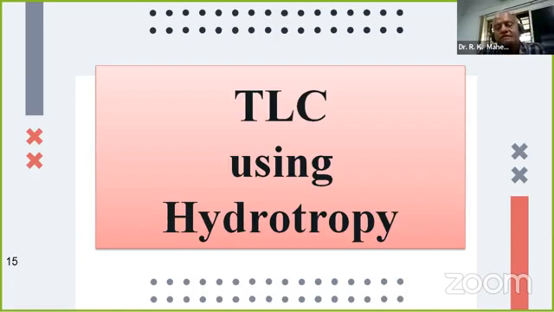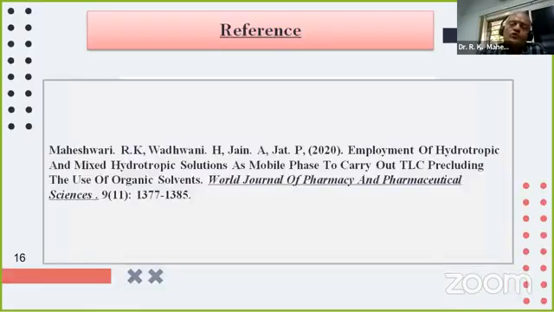Now coming to TLC using hydrotropy. In short, I will tell you how the TLC can be performed. Here you will find a reference.